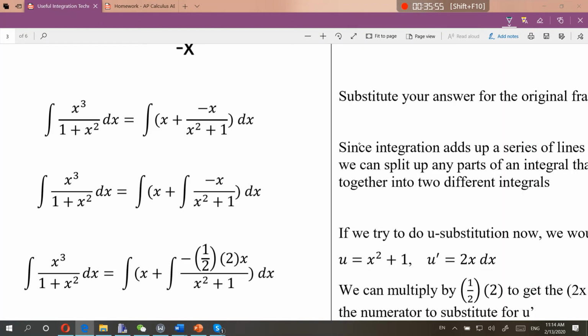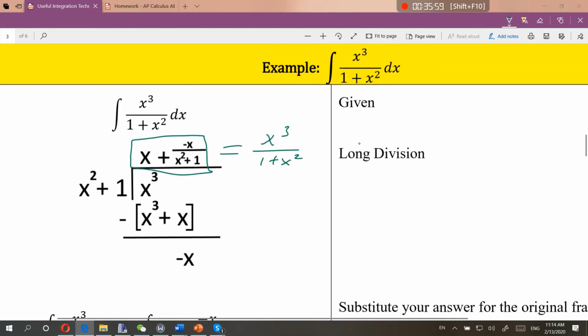Okay, I'm not as concerned with the integral part because we've done the integral part already, but are you okay with the long division process?